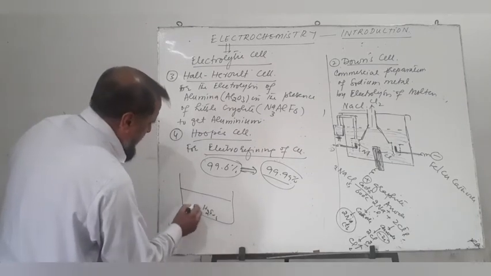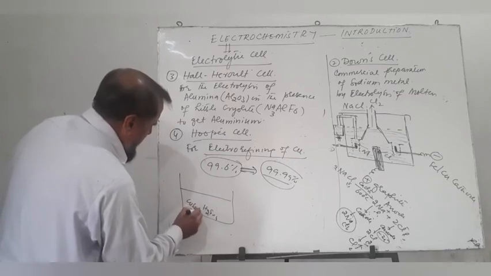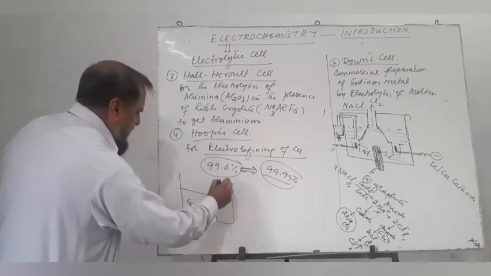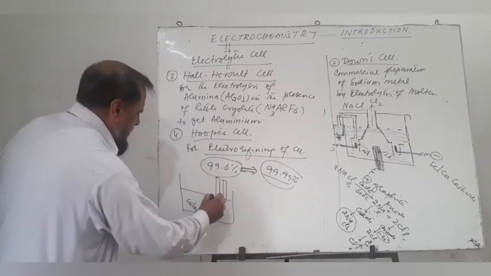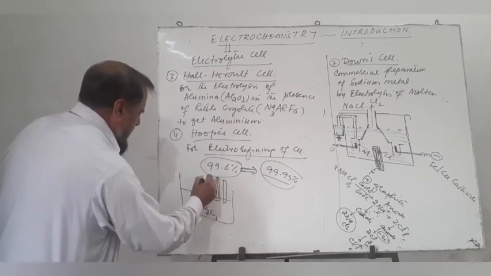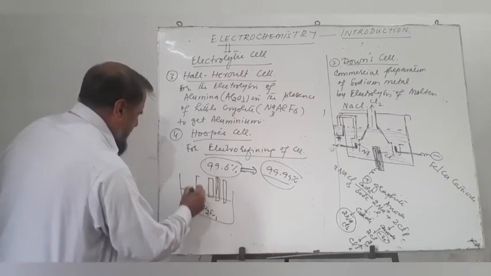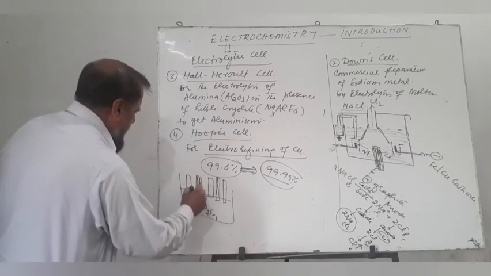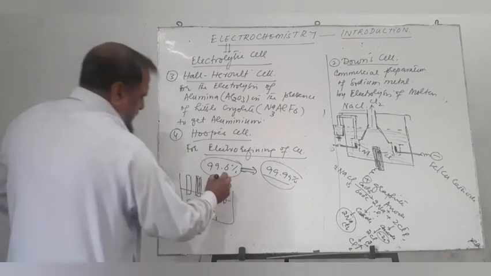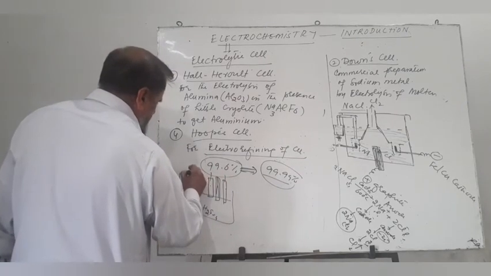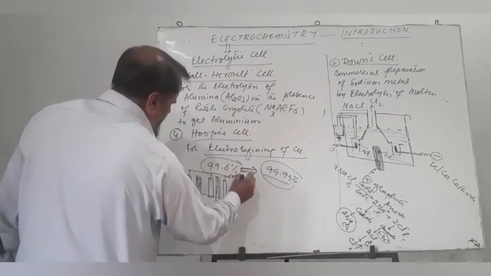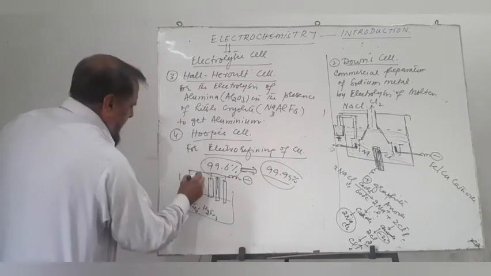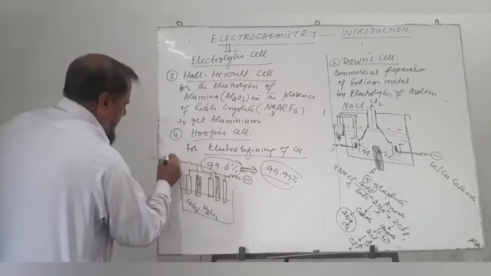Electricity is passed through a tank which contains a solution of sulfuric acid, copper sulfate, and metal rods. Pure and impure rods are suspended alternately in this solution: pure, impure, and pure. The pure rods act as the cathode, and the impure rods are made the anode.